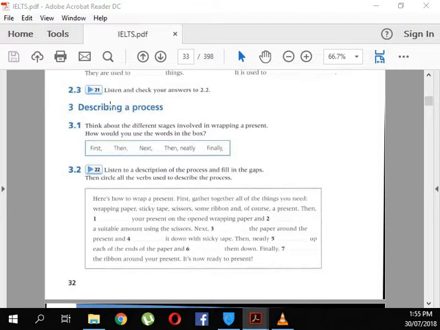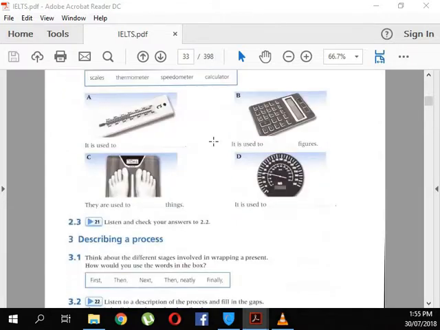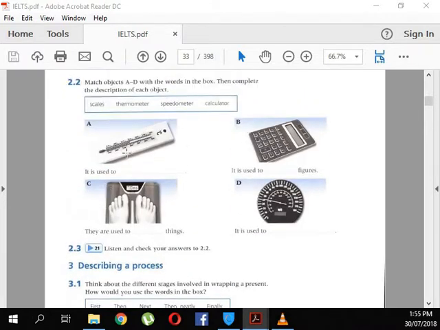Okay, let's continue. Listen and check your answers to 2.2. We're going to listen, and it's going to be talking about this. Which audio file? Recording 21.